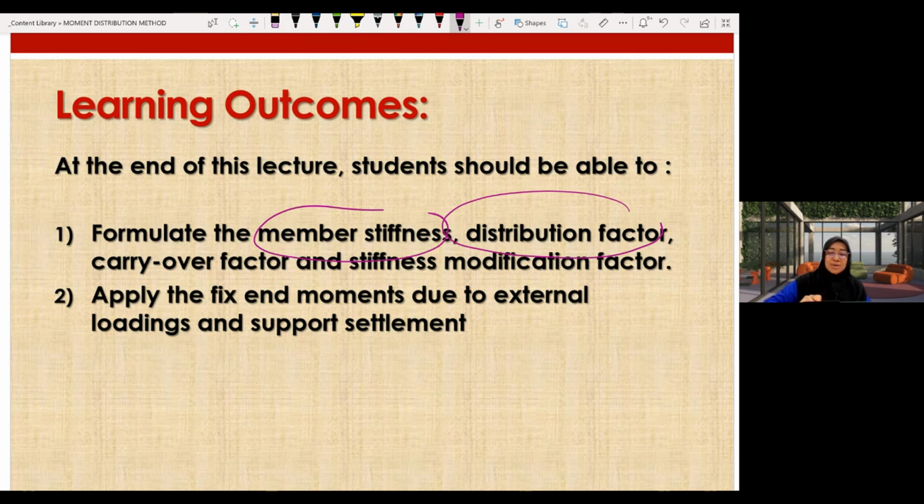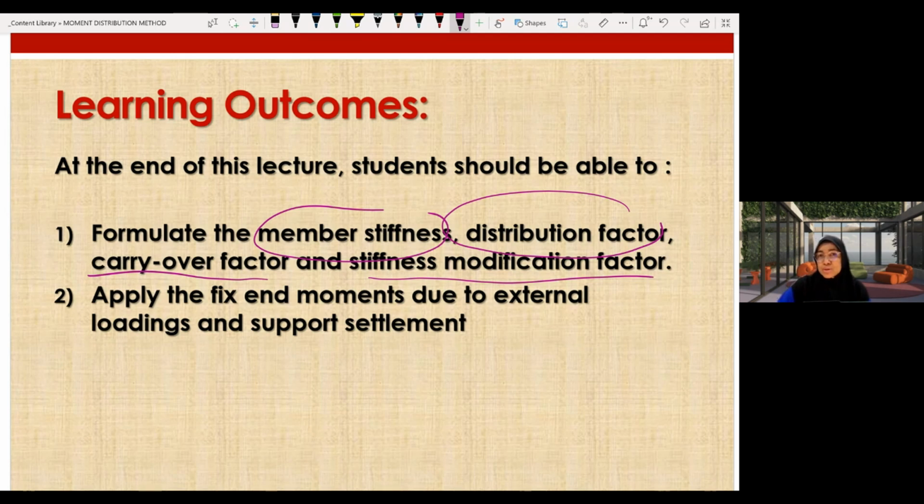And after that, you have to understand what the carryover factor is. Carryover factor we use in the table, since in the moment distribution method the final goal is to calculate the member end moment. So we have to understand the carryover factor and how we can use it. And this is also K, the stiffness modification factor.